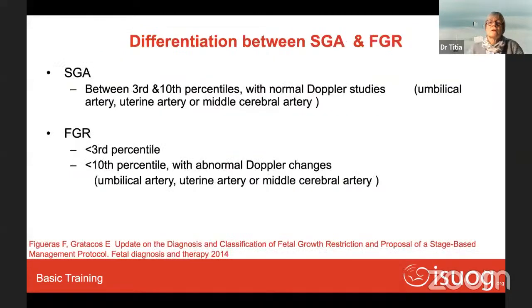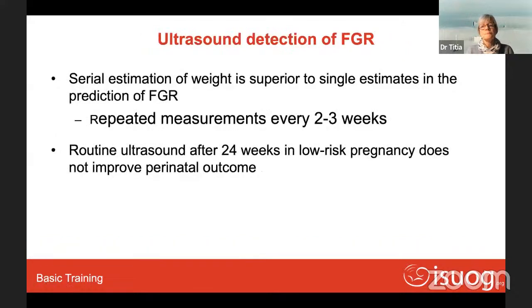who is actually normal. A small for gestational age fetus has measurements between the third and the 10th percentile, but it has normal Doppler studies in the umbilical artery, uterine artery, and the middle cerebral artery. Contrary to the fetal growth restriction, which is less than the third percentile, or less than the 10th percentile, but with the abnormal changes in Doppler, which I just showed.